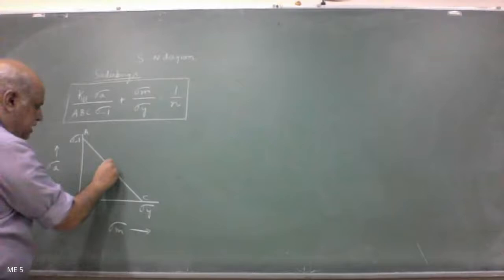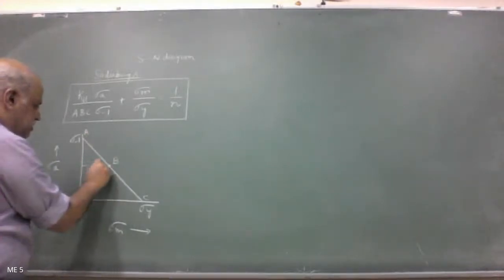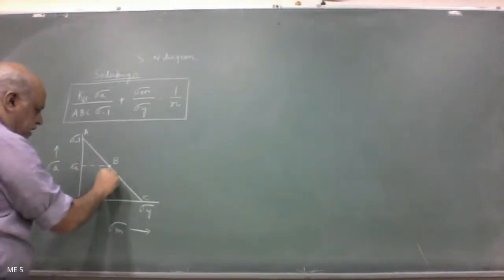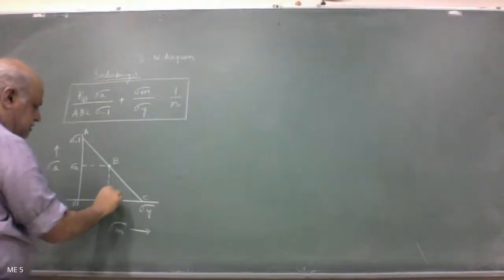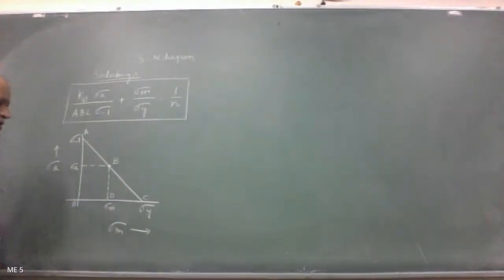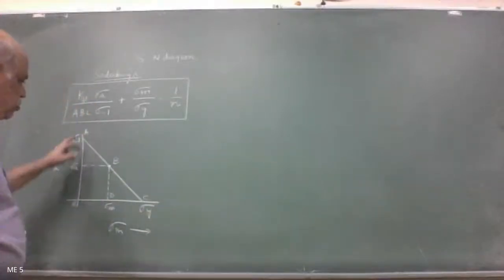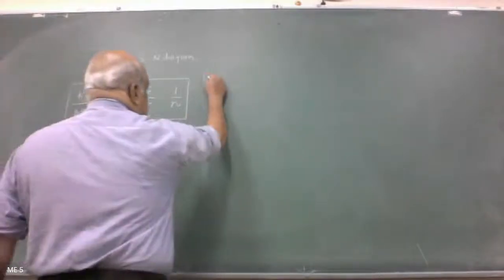Now I choose any arbitrary point, I call it B, for which the coordinates are sigma A on the y-axis and sigma m on the x-axis. I call this point D. Okay? Are you with me? Can you hear me? Yeah? Yes, sir. Yeah.